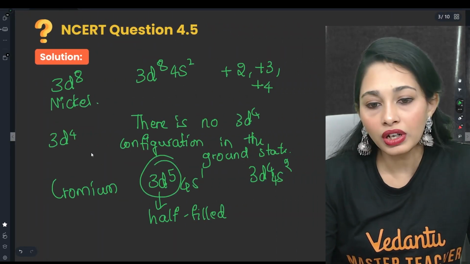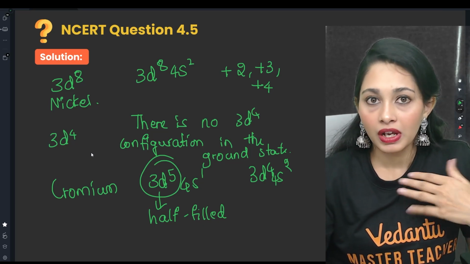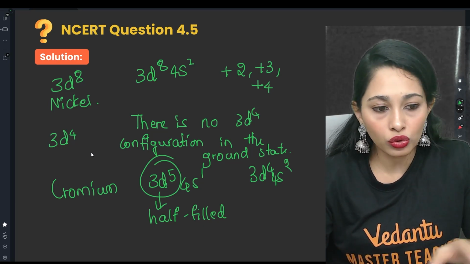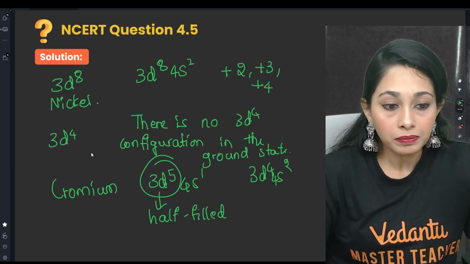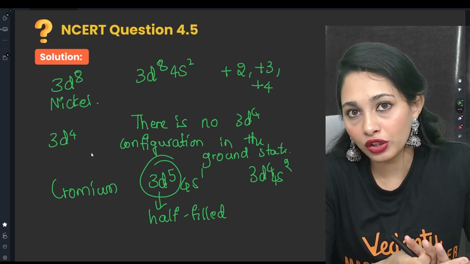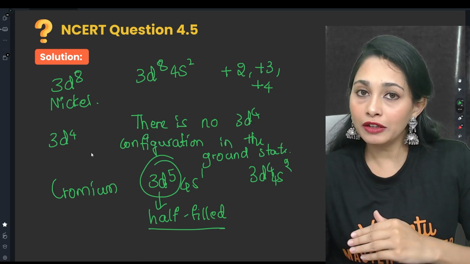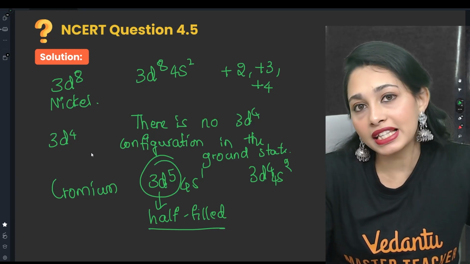3d4 is not shown by any of the metals, because 3d5 is more stable. Rather, being 3d4 4s2, chromium is going to attain 3d5 4s1 electronic configuration because 3d5 is half filled here. Half filled and completely filled orbitals are extremely stable.